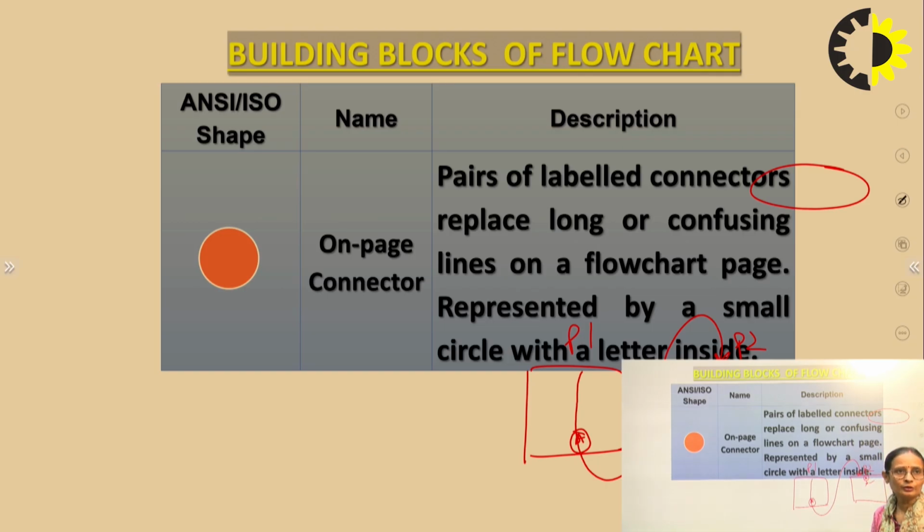So it is a pair of labeled connectors. It is important that this is always used in pairs because you are connecting two pages or two diagrams which are interrelated to each other. It is a pair of labeled connectors which replace long or confusing lines on a flowchart page, represented by a small circle with a letter inside. This letter could be uppercase alphabets, lowercase alphabets, or 1, 2, 3, whichever option you want to use. But it always contains letters, and these letters should be the same.